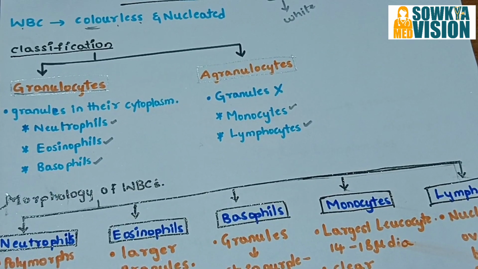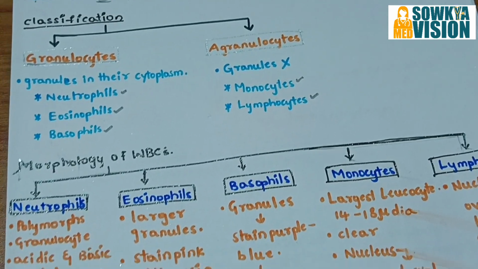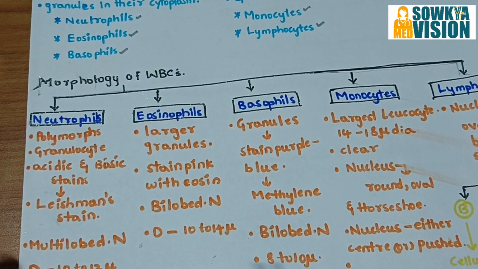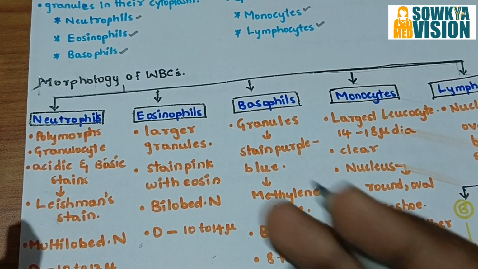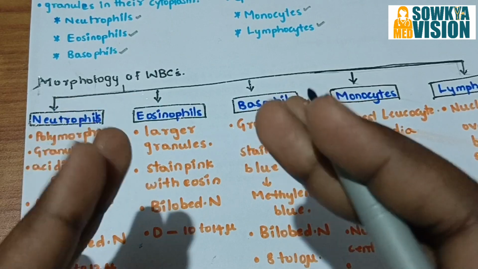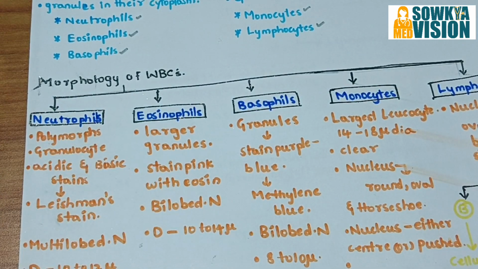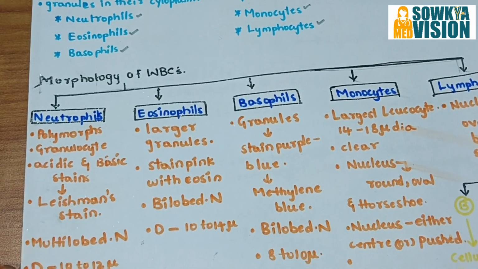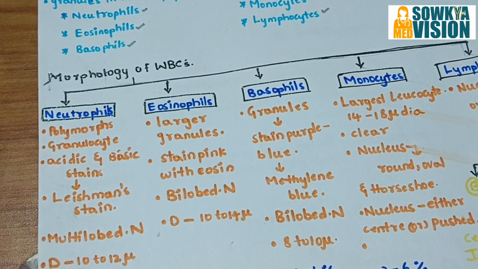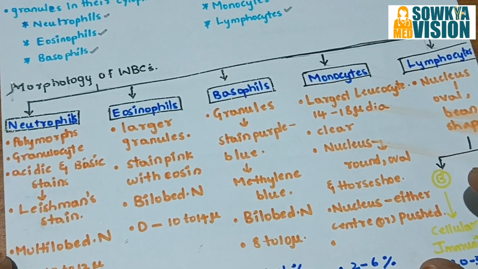Now let's see the different morphology of these WBC cells. Neutrophil, eosinophil, basophil, monocyte, lymphocyte, they are different from each other. Obviously, they are divided as granulocytes and agranulocytes. There are some features which make them different from each other. Let's see, we are going to start with neutrophil.